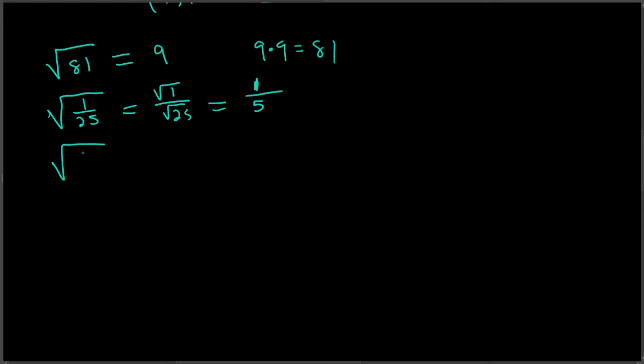So if I have a larger fraction, 9 over 64, I can look at the square root of the top and the square root of the bottom. So I have to think of some number times itself equals 9. It's going to be 3. And some number times itself equals 64. That's 8.